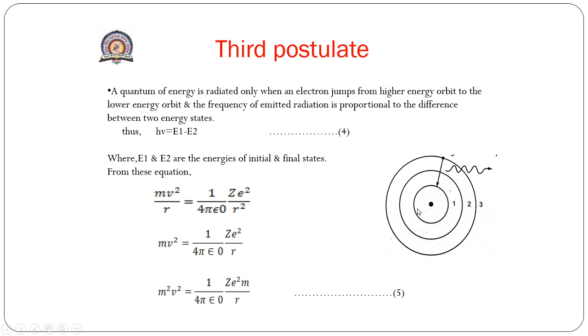From the last equation of the first postulate, mv square upon r is equal to 1 upon 4 pi epsilon 0 into Ze square upon r square. Now this r gets cancelled here. mv square is equal to 1 upon 4 pi epsilon 0 into Ze square upon r. Multiplying by m on both sides, we get m square v square is equal to 1 upon 4 pi epsilon 0 into Ze square m upon r.